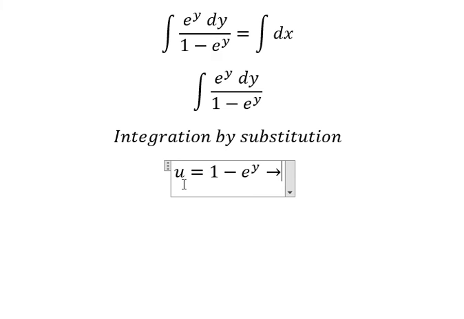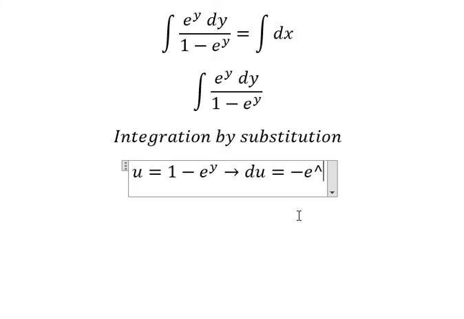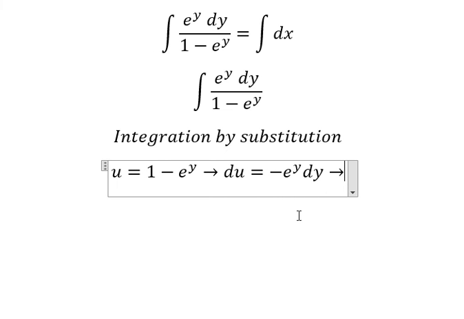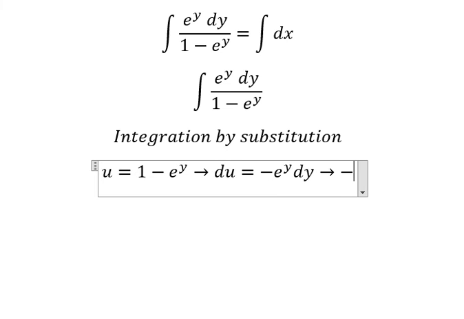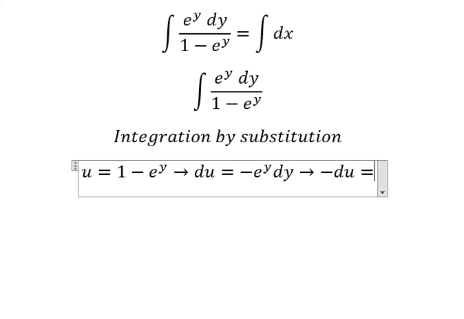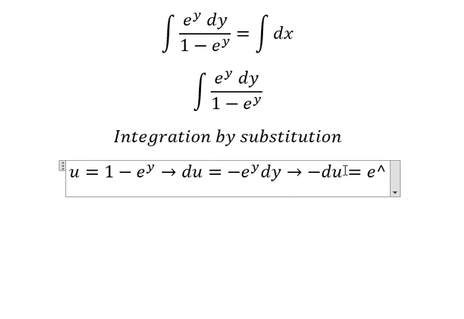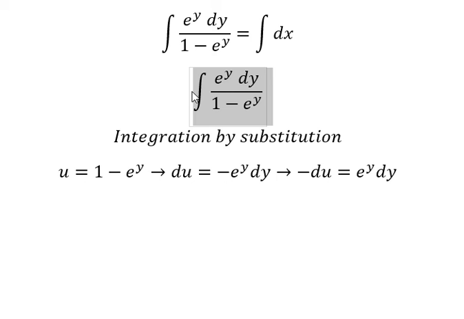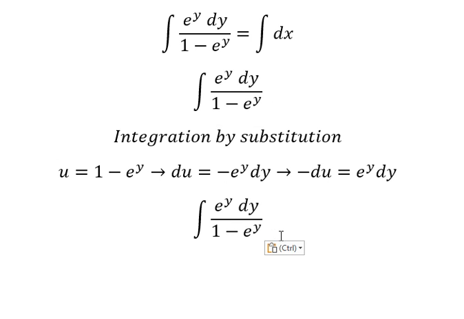Later that we do first the derivative for the both sides. And we have negative e to the power of y dy. Next, I will put the negative go to the left, and you got negative du equals to e to the power of y dy. So this one we change by u. This one we change by negative du.